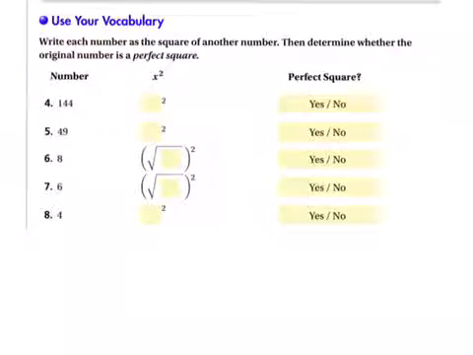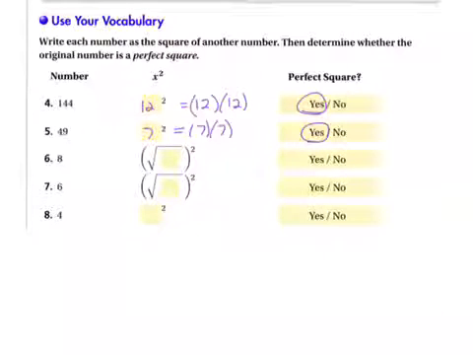Let's go ahead and use our vocabulary to determine whether each original number is a perfect square. We have the number 144. That is a perfect square because 12 squared, which is 12 times 12, does equal 144. 49 is a perfect square because 49 equals 7 squared, which is 7 times 7. 8 is not a perfect square. 8 does equal the square root of 8 squared, but that does not make it a perfect square.